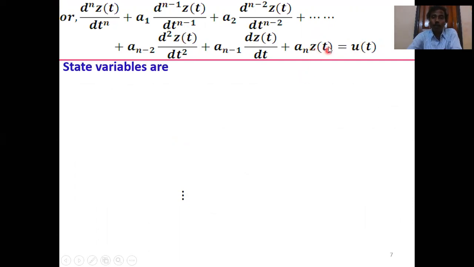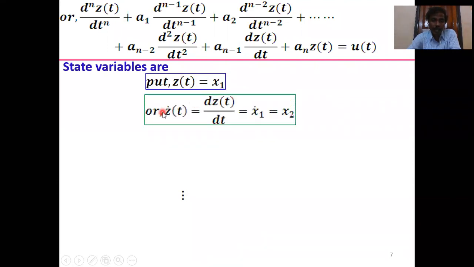This is our nth order differential equation, where the input is u(t) and z(t) is the output. So put the position z(t) equal to the state variable x1. Differentiate both sides and we get z dot(t) equals dz(t)/dt equals x1 dot, which equals another state variable x2.